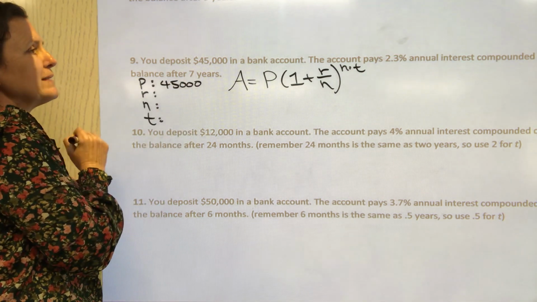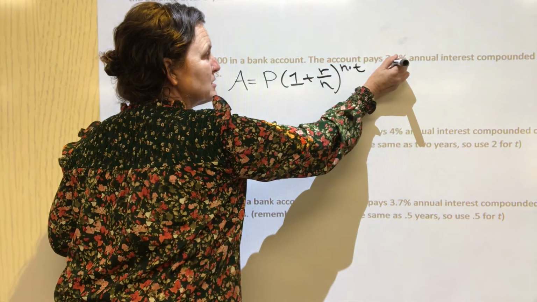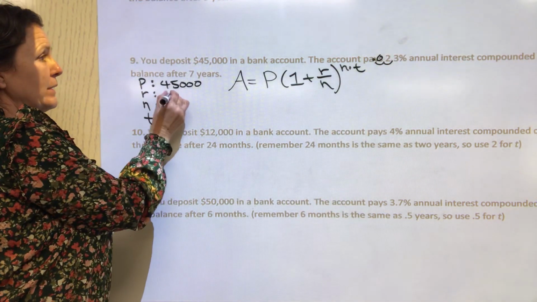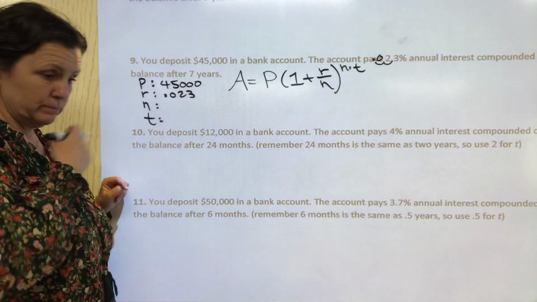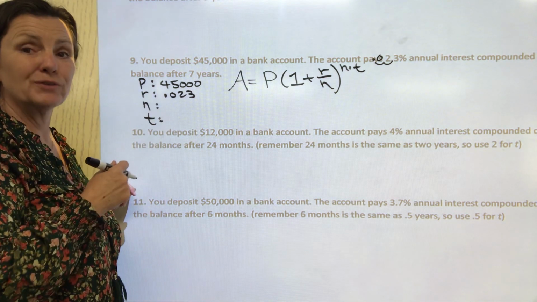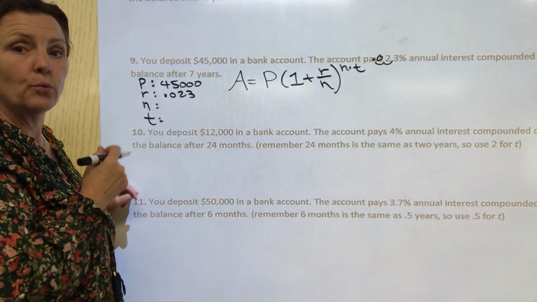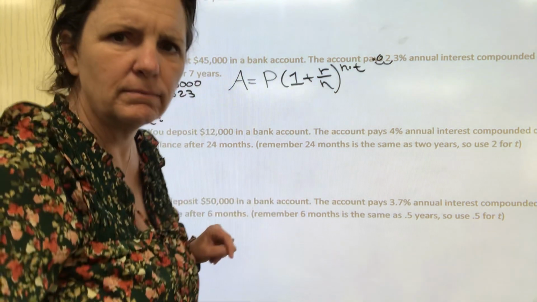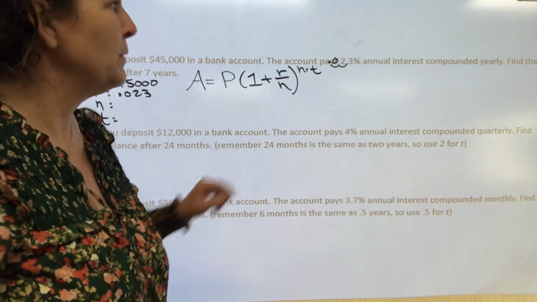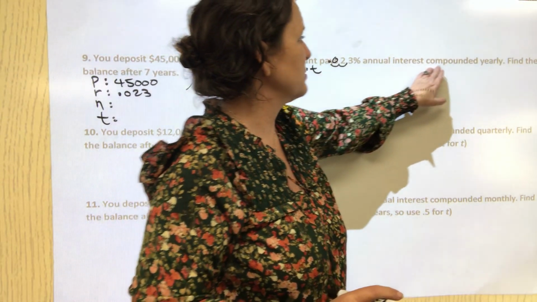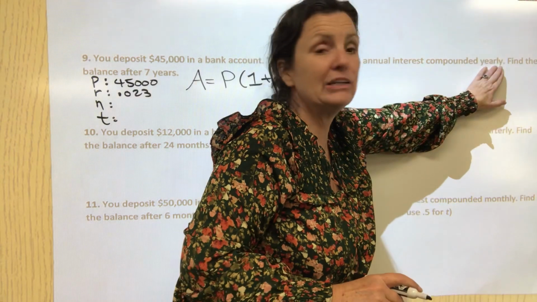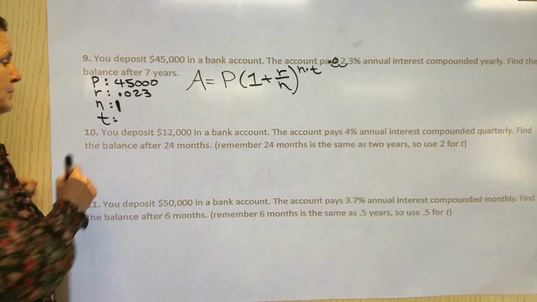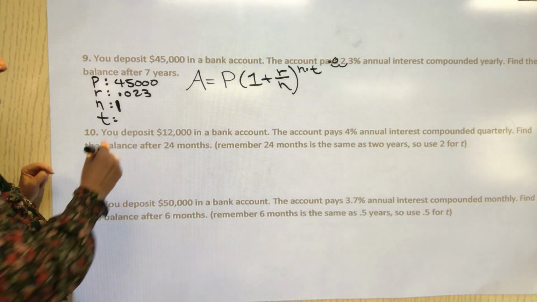Okay, so principal, that's the amount we started with. Cool beans, the rate is the percentage. We turn this percent into a decimal, 0.023. We always grab the decimal and move it over 2 places. Next, we need to continue reading. There we go. So 2.3 annual interest compounded yearly. That's a 1. And the T for time, in years.